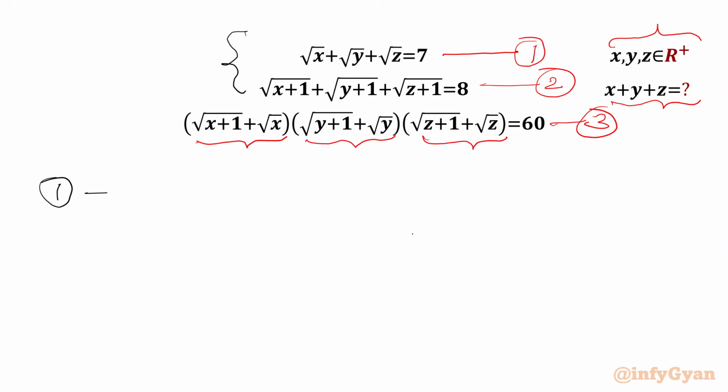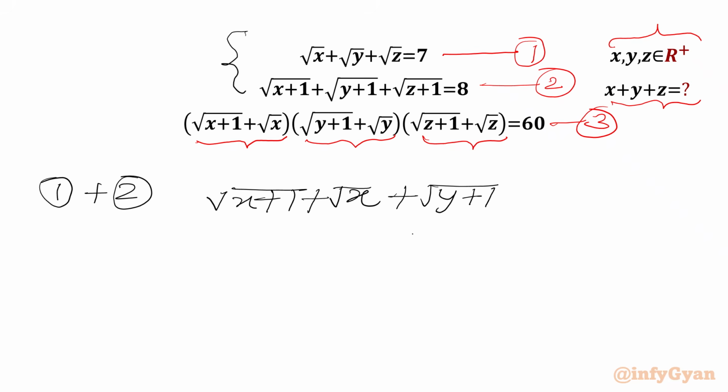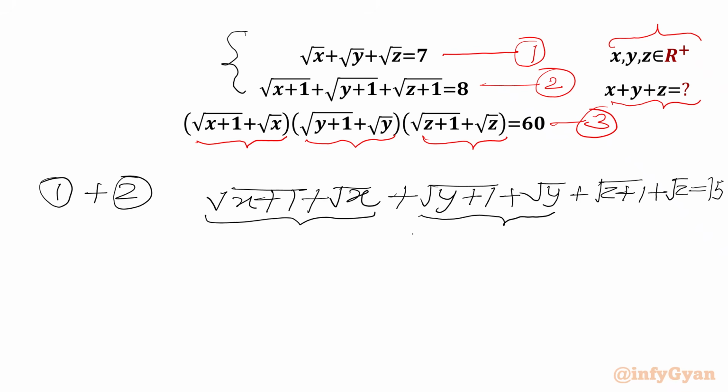I will write here 1 plus 2, which will give us square root x plus 1 plus square root x plus square root y plus 1 plus square root y plus square root z plus 1 plus square root z equal to 7 plus 8. We will get 15. Again we have square root x plus 1 plus square root x, square root y plus 1 plus square root y, square root z plus 1 plus square root z.